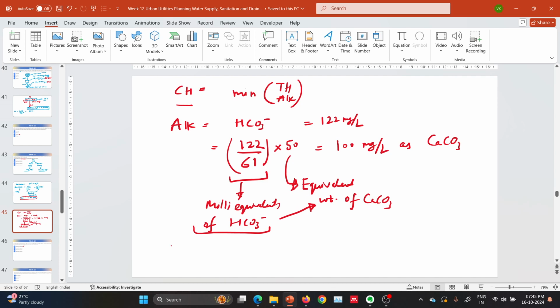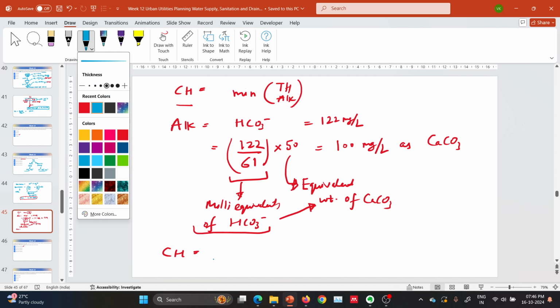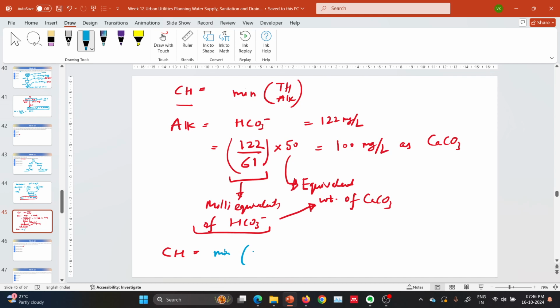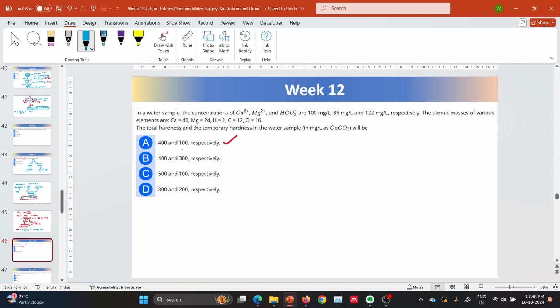So carbonate hardness is the minimum of total hardness and alkalinity. How much was it? 400 and 100. So carbonate hardness is 100 milligram per liter in terms of CaCO3. The answer is 400 and 100 milligram per liter respectively.